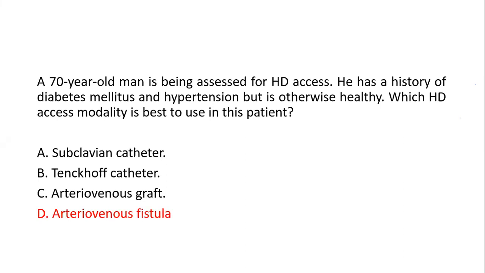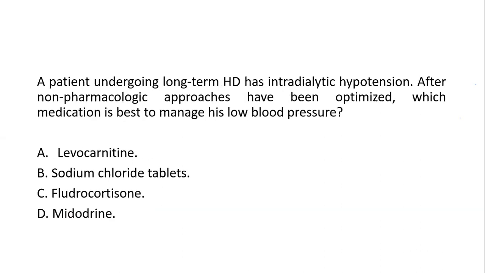The Tenckhoff catheter is for peritoneal dialysis, the subclavian catheter and the graft, they're all inferior. If the fistula doesn't work, you can choose a graft. It is a second line to the fistula. If the graft doesn't work, you can choose a catheter nevertheless. But catheter is really a bad option because of the risk of infections.